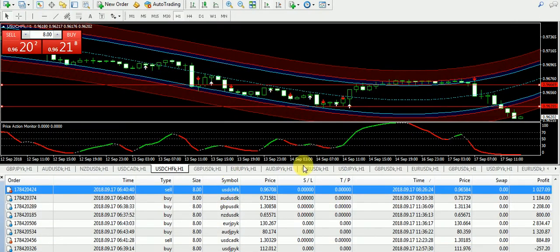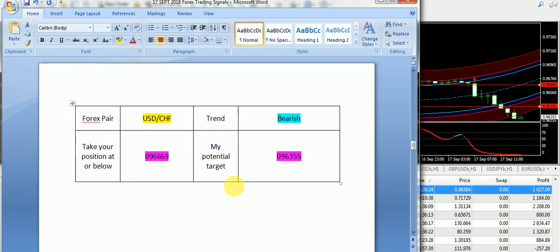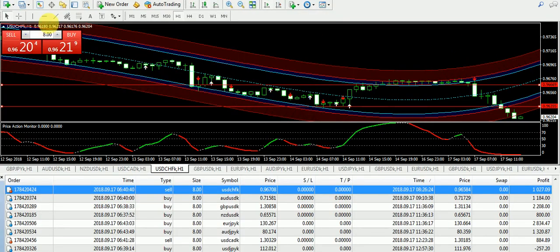Okay guys, we have seen a very successful day today and I am going to give the analysis from USD CHF. First of all, I have supplied the bearish signal in case of USD CHF. The entry was 0.96669 and the target price was 0.96355.